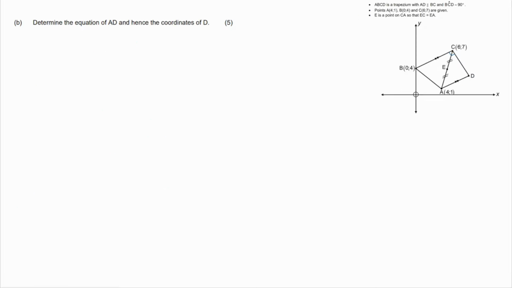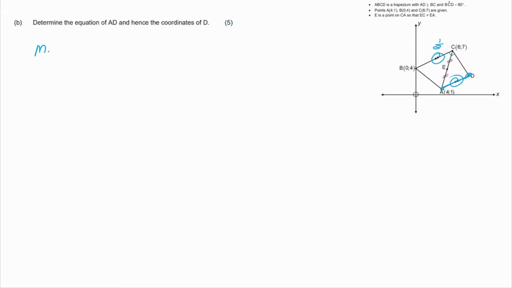Okay, now for part B, they say determine the equation of AD. So we need the equation of this line now, and hence the coordinates of D. So two steps over there. First the equation of AD, and then the coordinates of D. For AD, we have a point on the line. We just need to know the gradient of AD. But the thing is, we know the gradient because these are parallel. So the gradient here was 1 over 2.